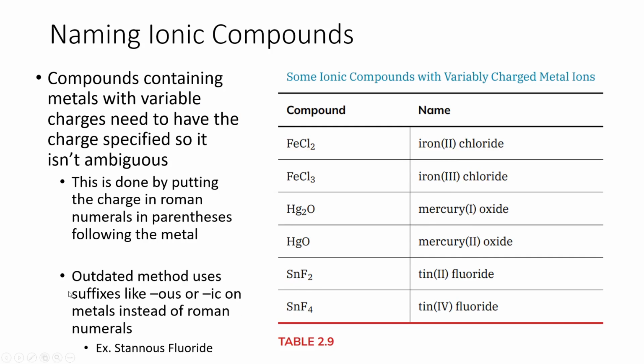But just also know, I don't think the textbook really uses it, and I'm never going to use it, but there is an old system for naming ionic compounds with these types of metals in it. With it, instead of saying iron 2 or iron 3, we would say ferrous or ferric chloride, because the OUS or the IC ending refers to those specific charges. But we're going to use the IUPAC system, which is the Roman numerals like we see here.